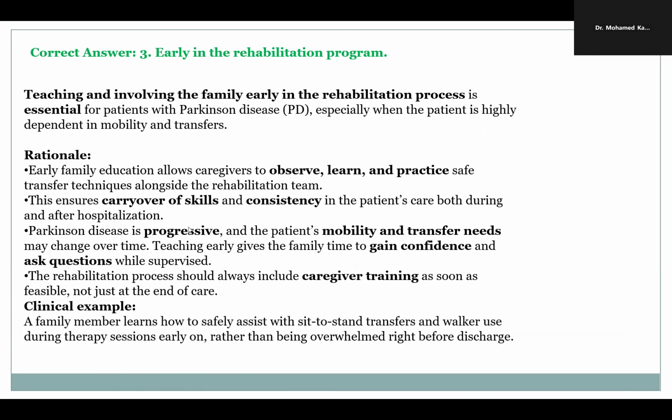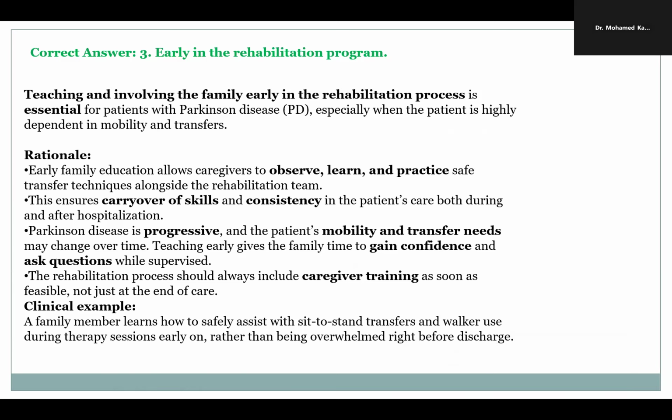They will have consistency in the patient care during stay in the hospital, rehabilitation facility, later on at home. And we know that Parkinson's disease is a progressive disease. It means that the patient will be deteriorating, even if the patient is getting the best medical and physical therapy care. So, what will happen? The patient mobility and transfer might change over time.